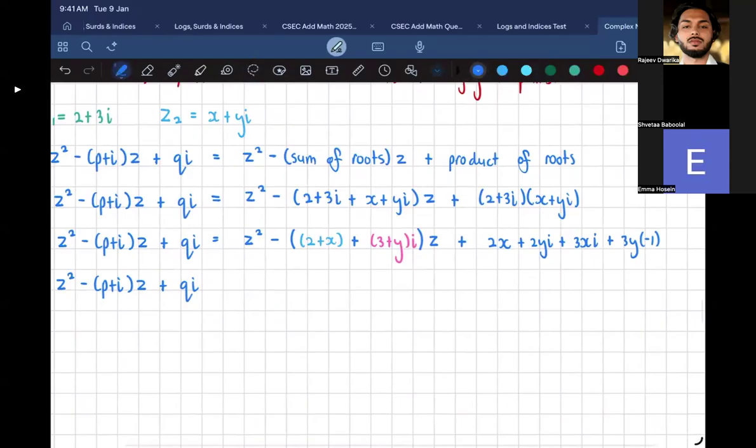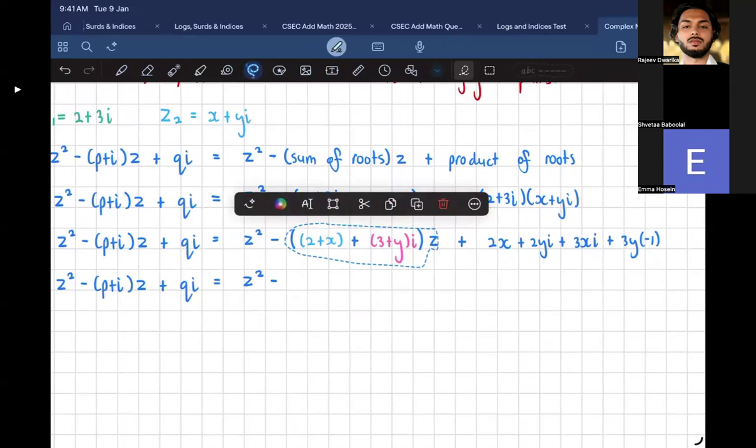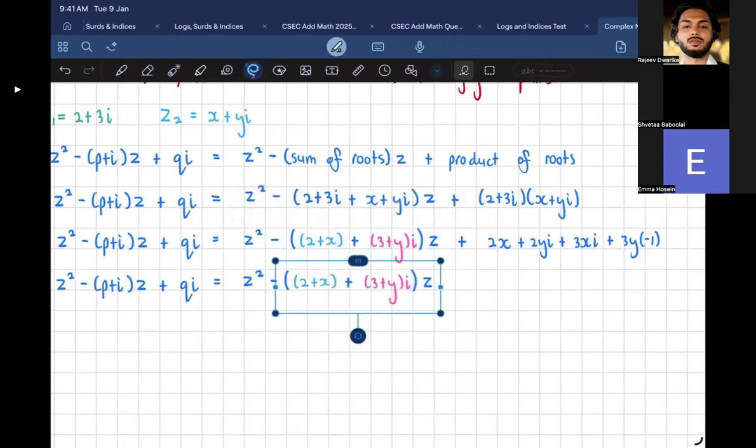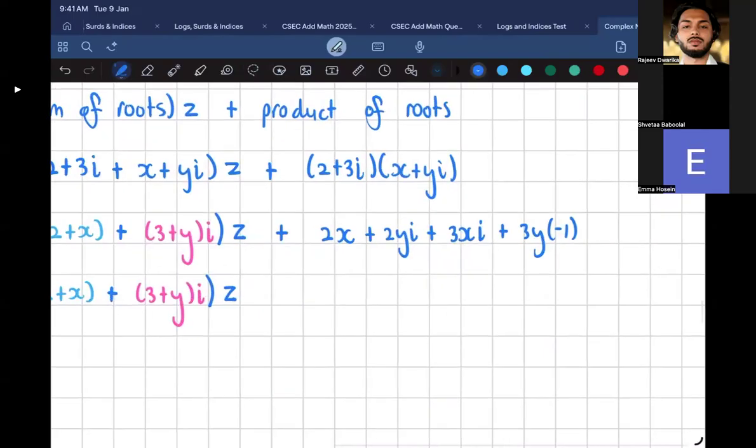I'm just going to write this back and do one more line of simplification and then equate parts. We need to group together the real parts and the imaginary parts. So that 3y by minus 1 is going to turn into what, guys? It's going to turn into minus 3y.